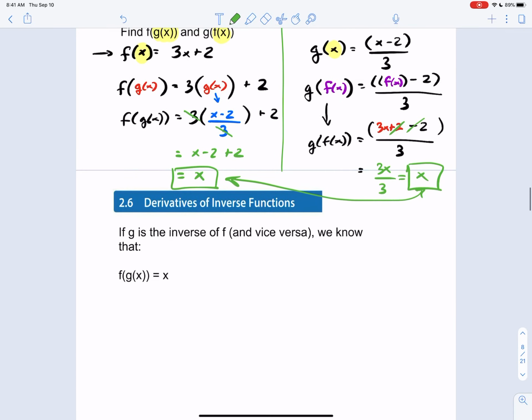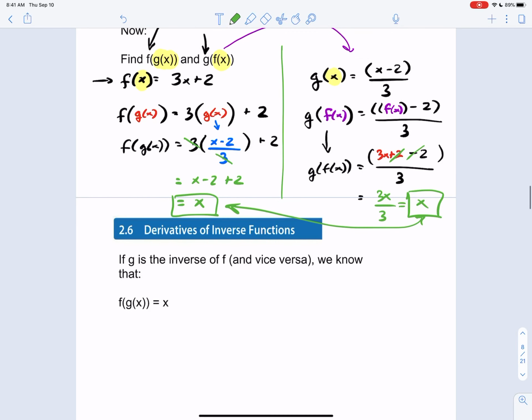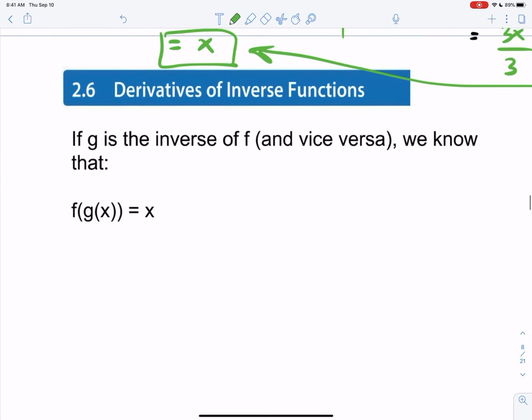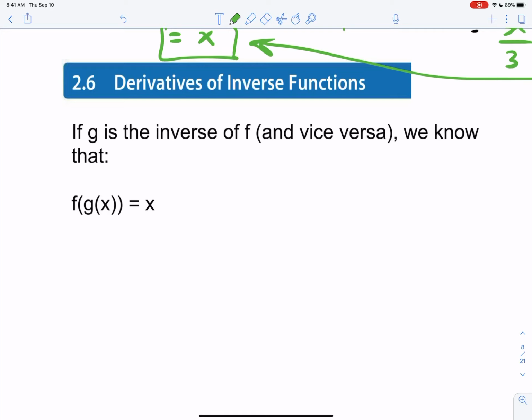Okay, so here's what we understood. Whether we found out f of g of x or g of f of x, we noticed that it came out to x. So we're going to make the statement here. We're going to say that if g happens to be the inverse of f, or vice versa, we know that f of g of x will equal x. And obviously g of f of x will equal x as well, but I'm not going to write that down.